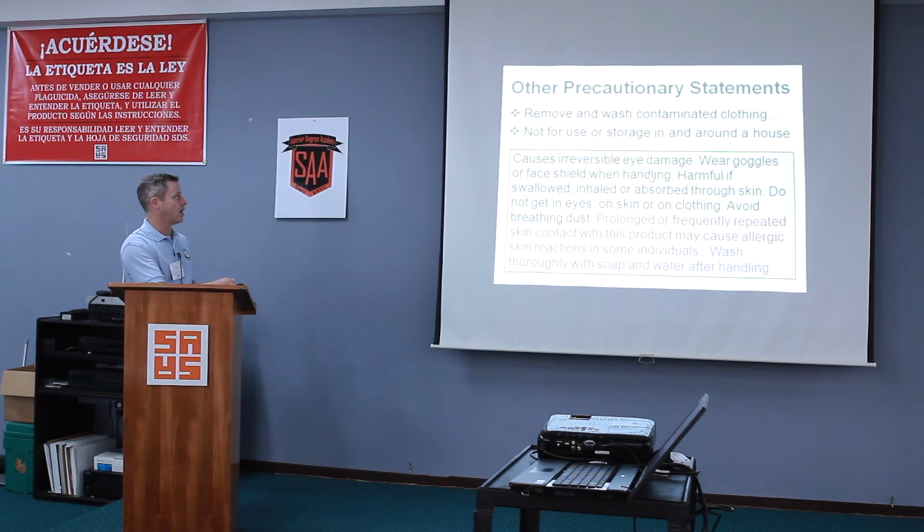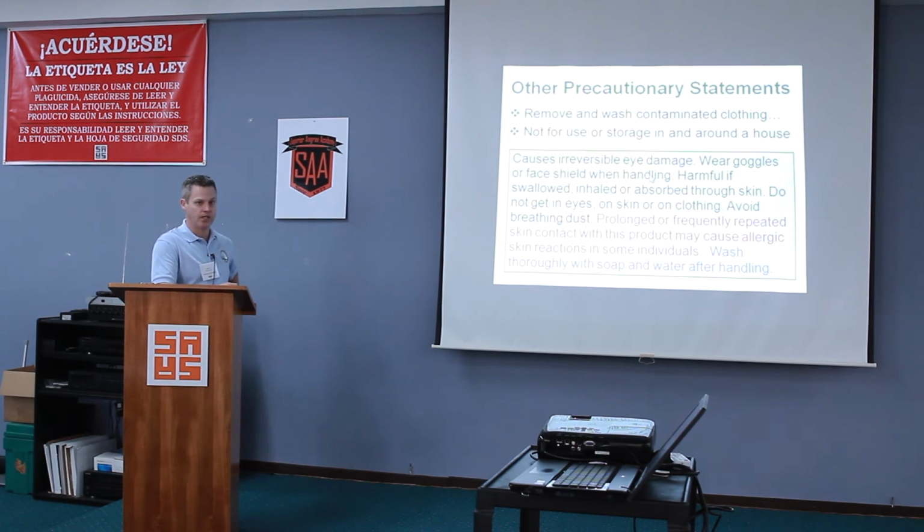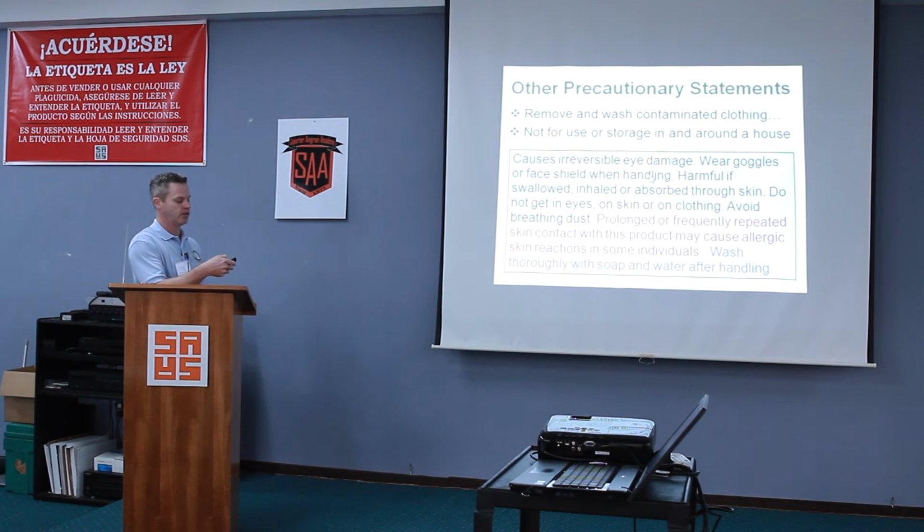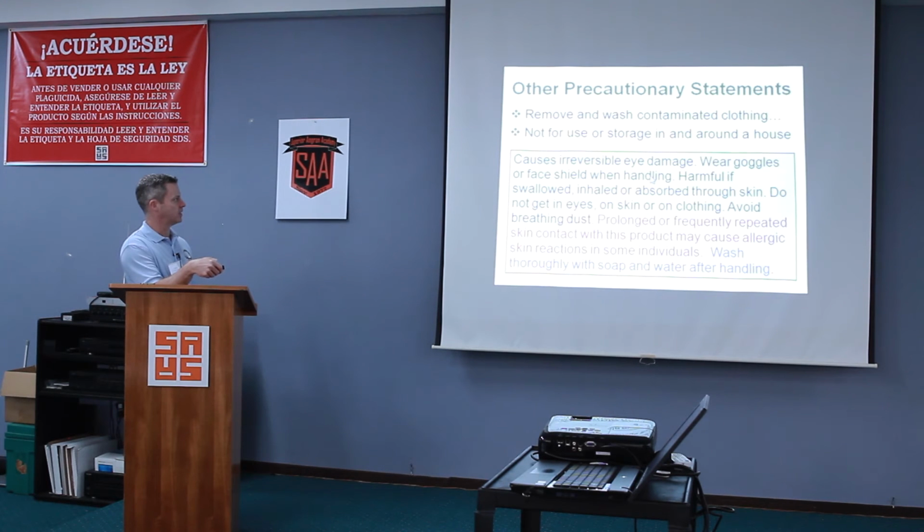Other precautionary statements would require, if there was contamination on your clothing, remove and wash contaminated clothing, not for use or storage in and around a house. That's certainly important. So if the label states not for use or storage in and around a house, then you're prohibited to using that pesticide for that type of environment or site.